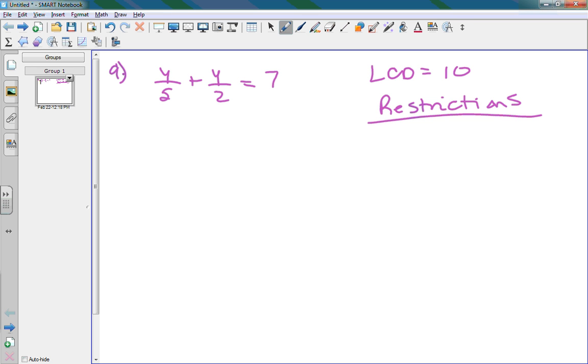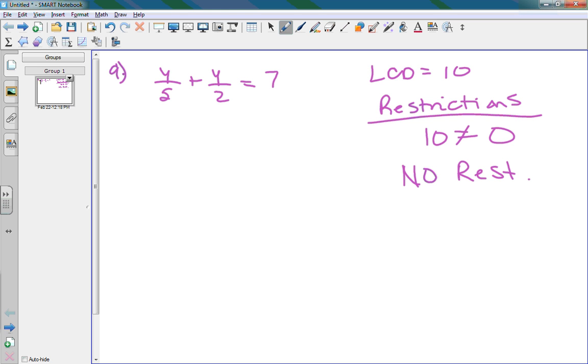Since there's no letter in the denominator, I take my LCD and I set it not equal to 0. Well, here's a little kicker for you. Can 10 ever equal 0? No. So that's a true statement, correct? So therefore, there are no restrictions. Do we get that?